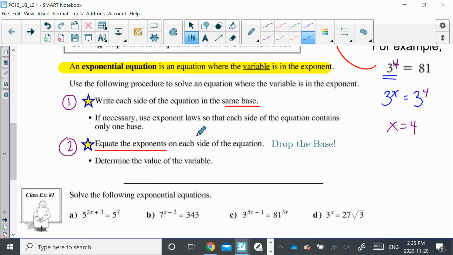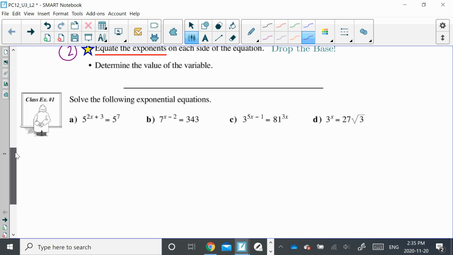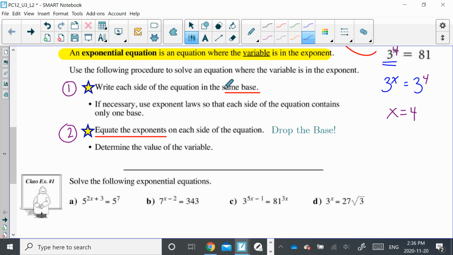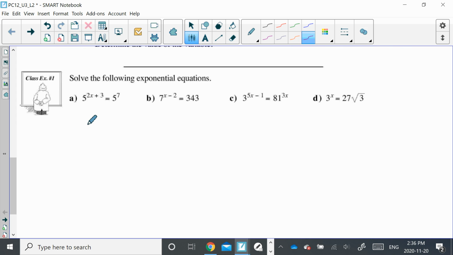So let's go through the 3 class examples in this book. Okay, solve the following exponential equations. In A, we already have the same base, so step 1 is done, right? If I go back up here, write each side of the equation in the same base, we are good. So now I can drop the base and equate the exponents. So 2x plus 3 is equal to 7, and we're going to solve for x.